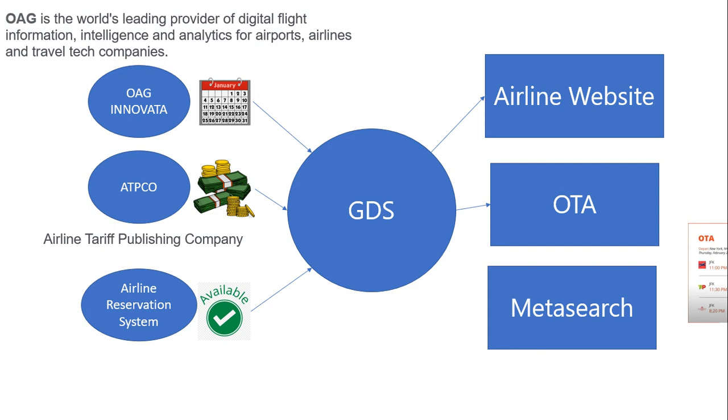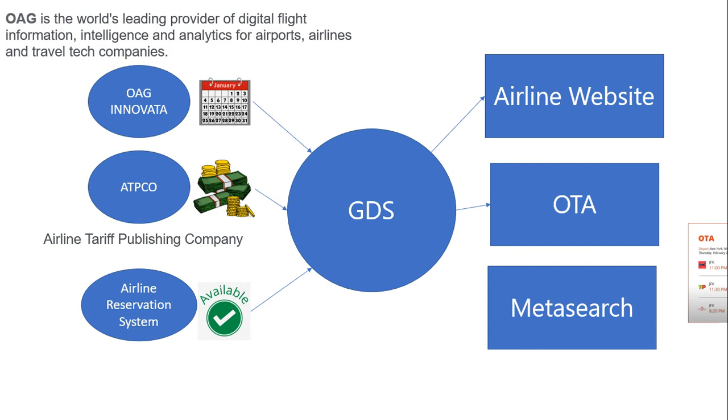Ano ba yung magkano ba yung mga charge sa bawat flights. So, ang airline reservation naman is siya na ang magfo-forward kay GDS ng available flights na i-display ni airline website or ni OTA.